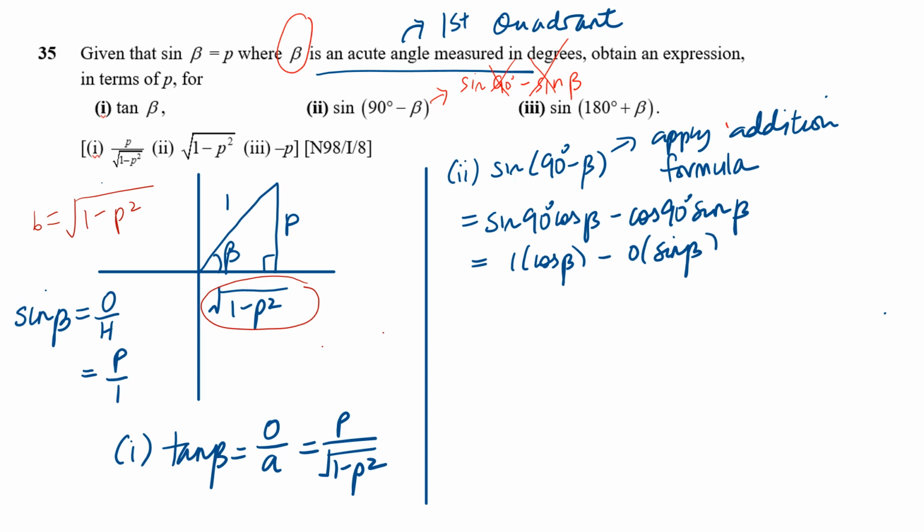Okay, so sine 90, if you use a calculator, or by now you should have remembered it, sine 90 is 1. If you cannot remember from memory, just use a calculator lah. So sine 90 is 1, cosine 90 is 0, and you end up getting cosine beta.